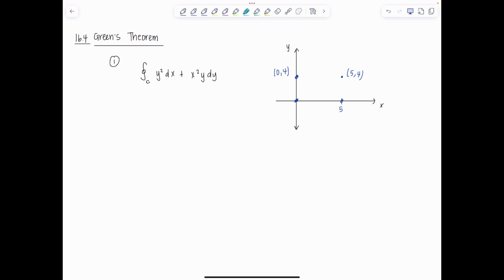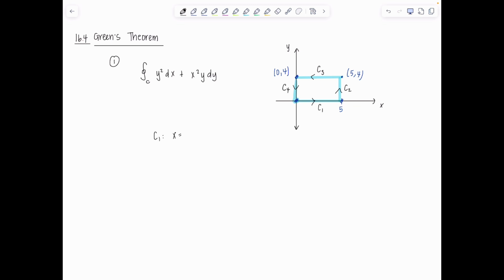Okay, so we have to traverse the region counterclockwise. Number them: I'll just say this is C1, C2, C3, C4. We're going this way, this way, this way, this way. Okay, so C1, let's parameterize it.